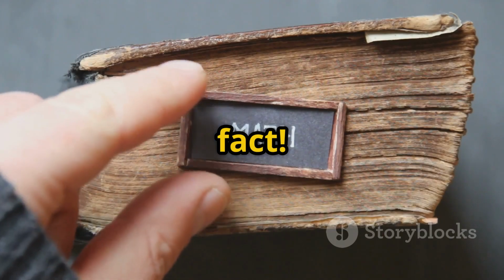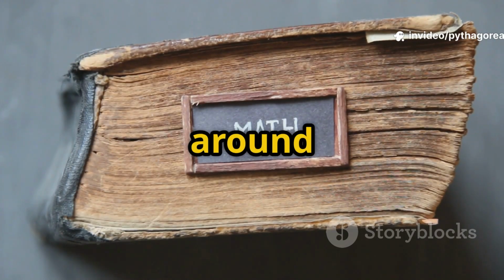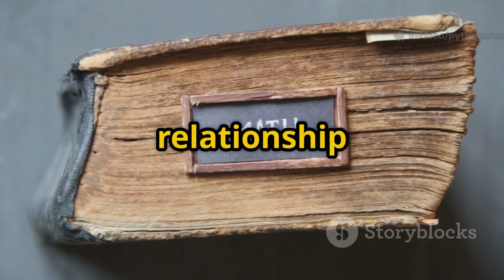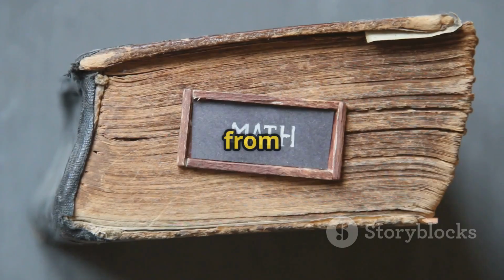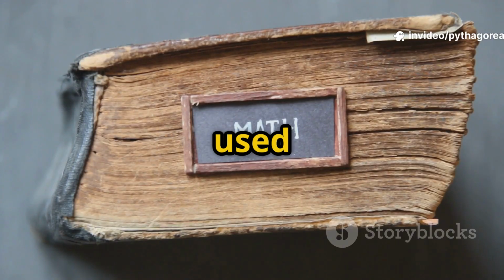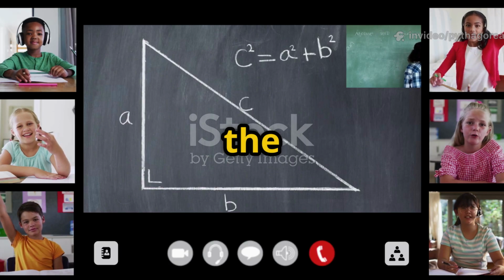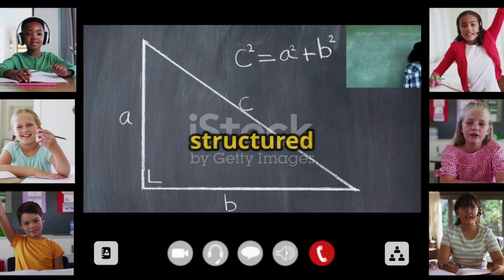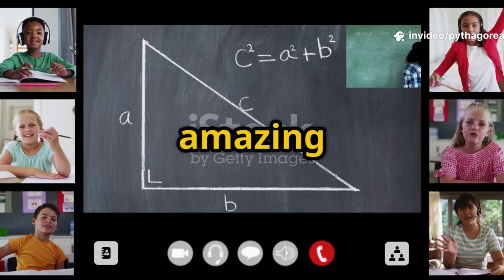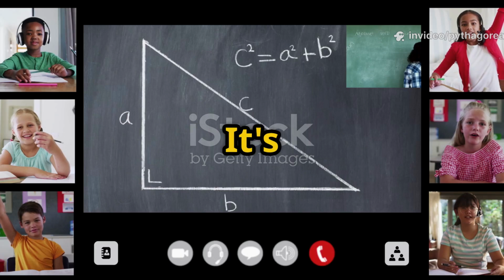Now for a fun fact. While the theorem is named after the ancient Greek mathematician Pythagoras, who lived around 500 BC, historians have found evidence that other civilizations knew about this relationship long before him. Clay tablets from ancient Babylon, dating back to 1800 BC, show that they understood and used this principle for calculations. Pythagoras and his followers, however, were likely the first to formally prove it and integrate it into a structured system of mathematics. So, while Pythagoras gets the credit, this amazing idea is a shared piece of human ingenuity from across the ancient world. Science, it's a team sport.